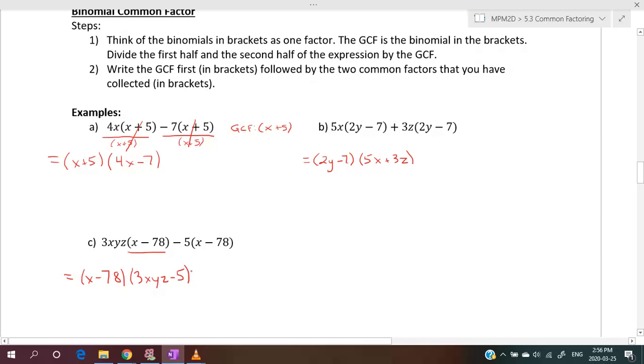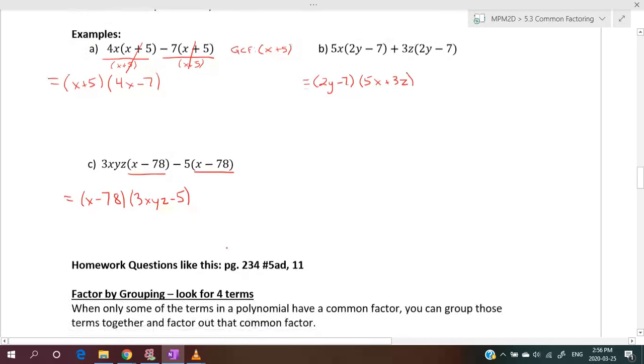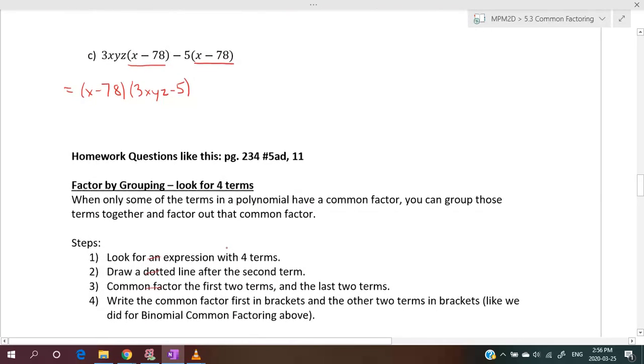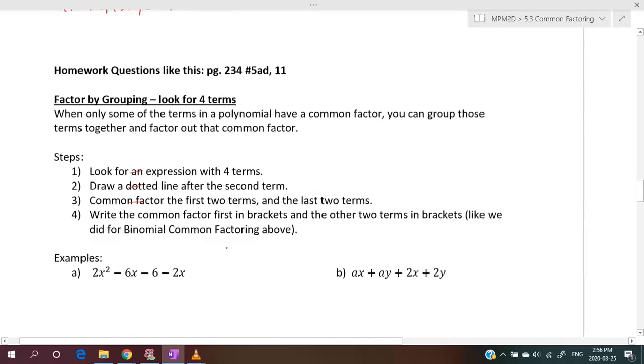Now, this is going to become handy even more so in the next thing that we're going to do. Just be careful when you're trying to do this method. You can only do it if the two binomials are identical. This would have to be an x minus 78 and another x minus 78. If it was a positive or there was a negative somewhere else, it just wouldn't work. And we're going to see why in this next section. So homework questions like that are number 5 and 11.